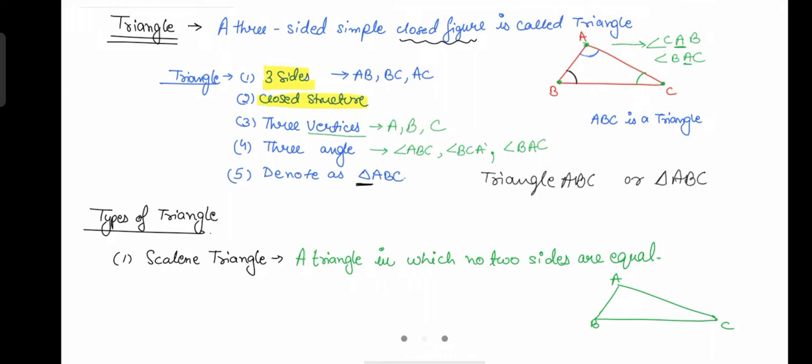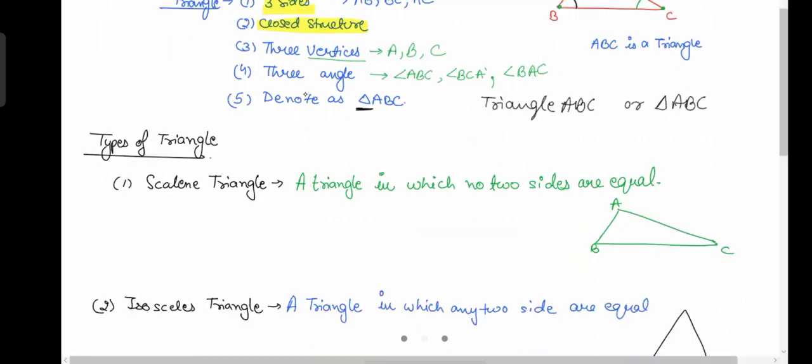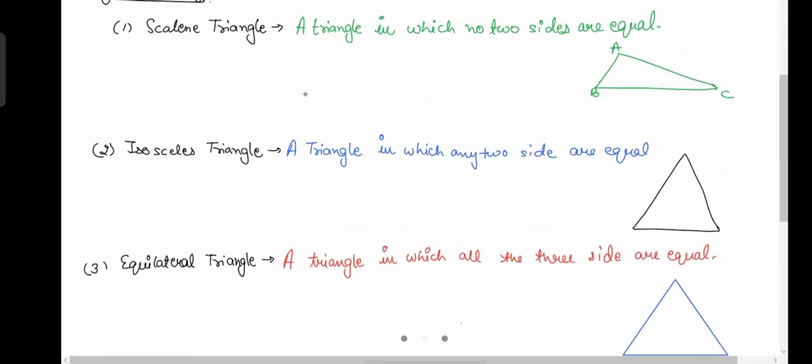Now we will understand how many types of triangles there are. Basically, we will be understanding the three types of triangles. What can these three types of triangles be? First is the scalene triangle. Second is the isosceles triangle, and the third is the equilateral triangle. We will be understanding them one by one. First one, read the definition first. If you read the definition, half of the thing will be clear.